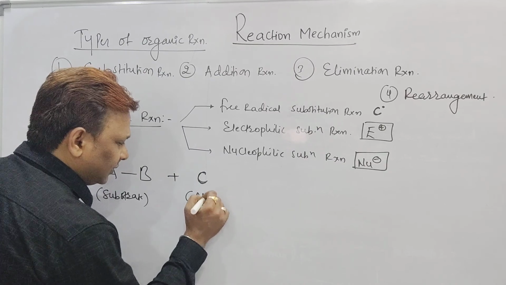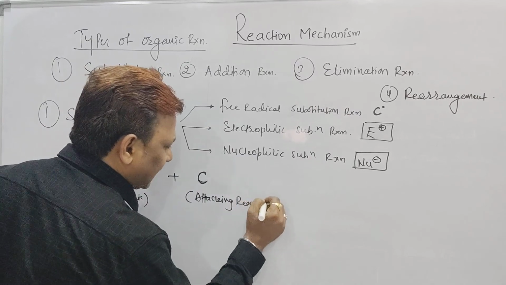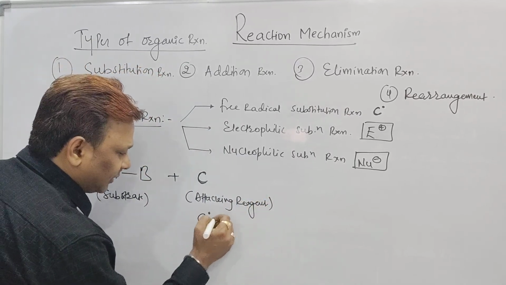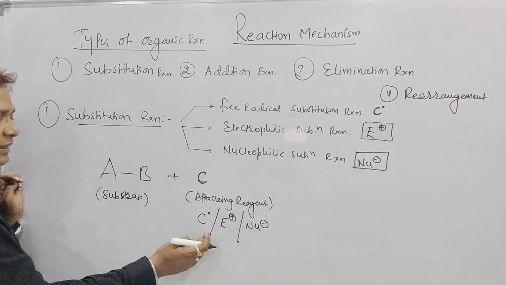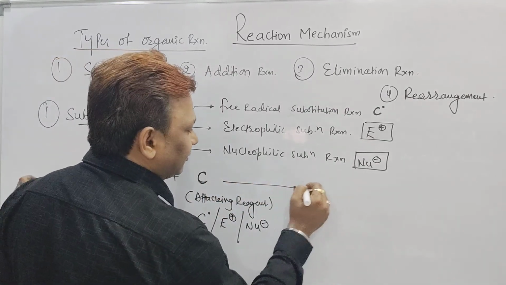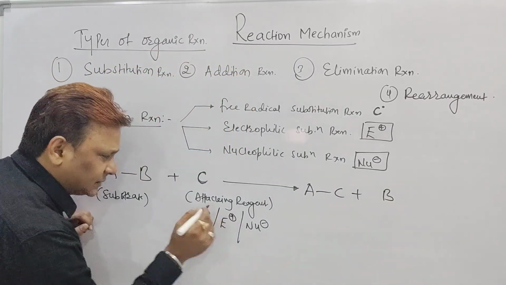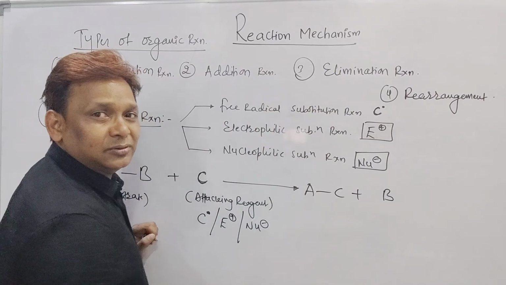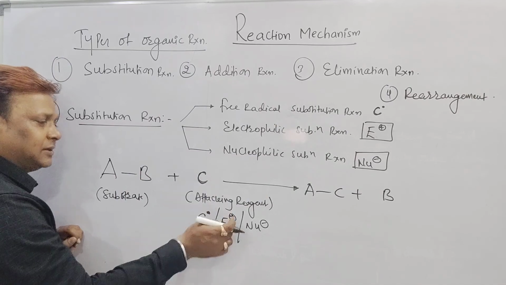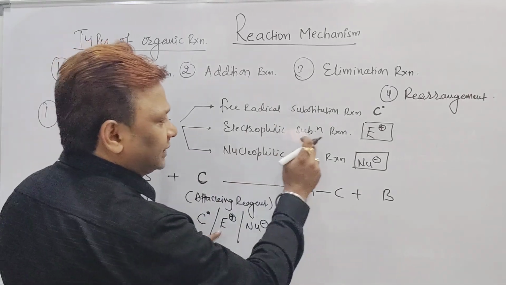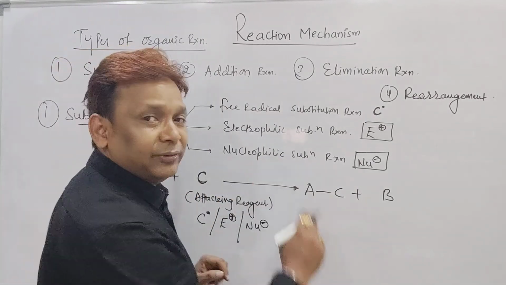Sir, it may be an attacking reagent, we can say. Sir, what may be the attacking reagent? Sir, it may be a carbon free radical, it may be an electrophile, or it may be a nucleophile. When they attack over it, I get the product. What is that? AC is the product and B comes off. But suppose a C radical is attacking over it, it is called free radical substitution. Sir, E positive will attack over it, as C becomes C plus, it is called electrophilic substitution. But Nu negative will attack over it, then we get nucleophilic substitution.